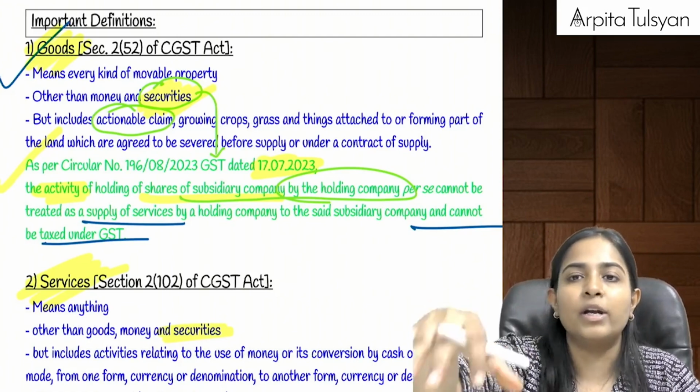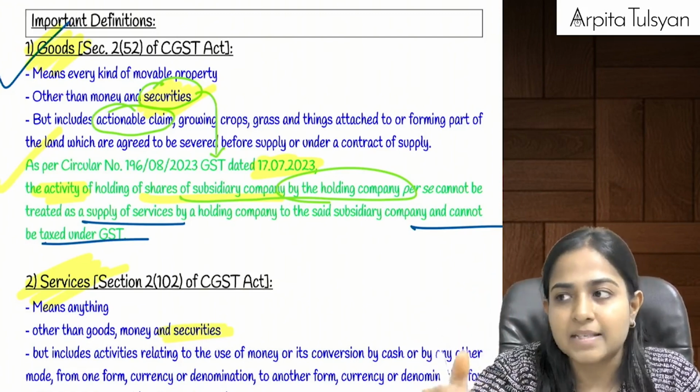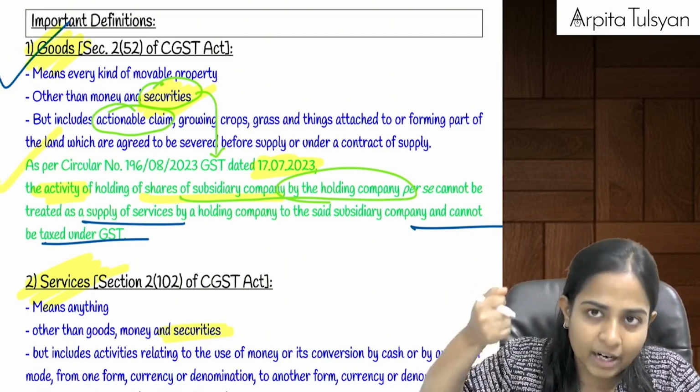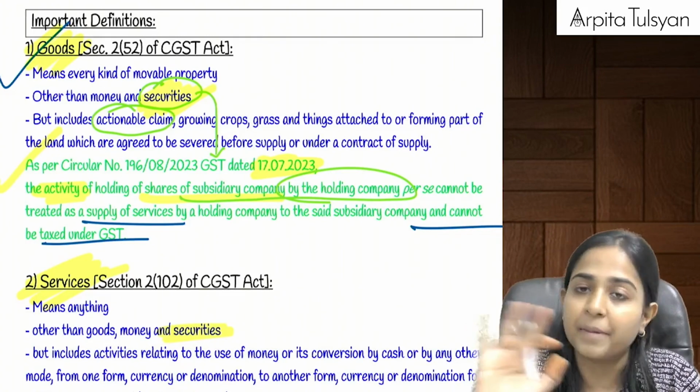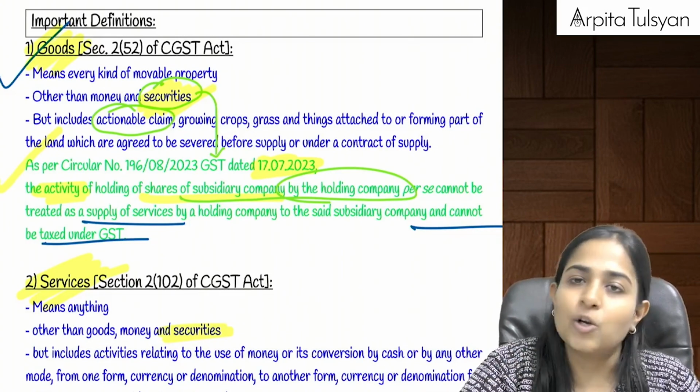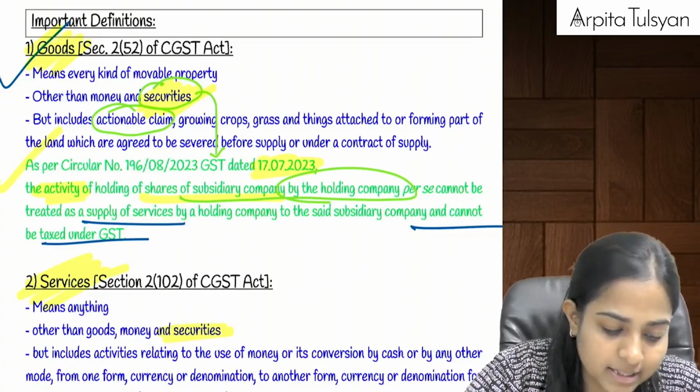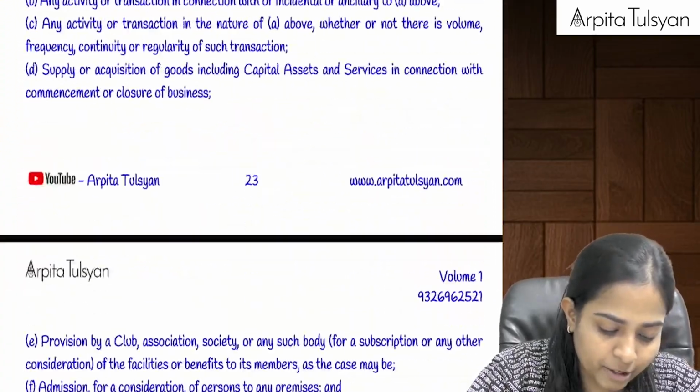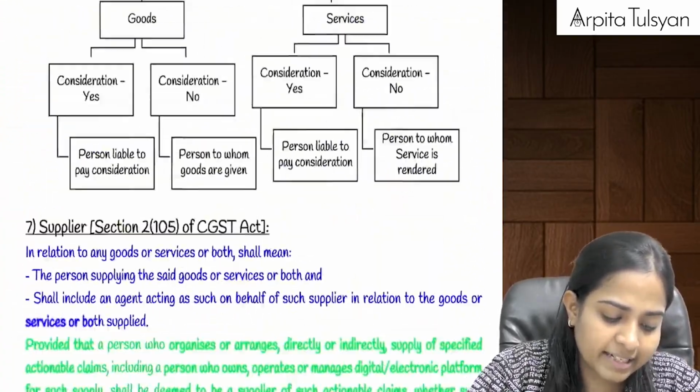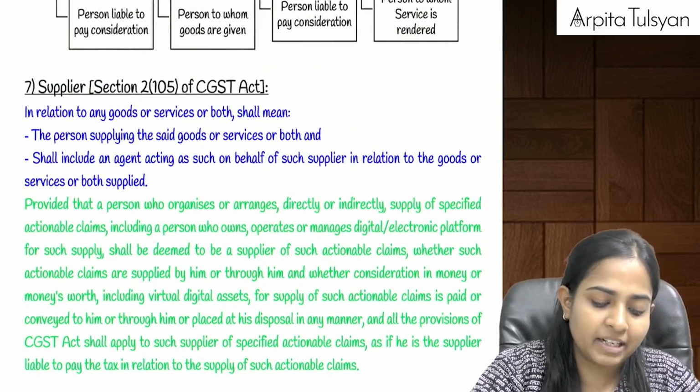So whenever a holding company is paying some consideration to the subsidiary company and acquiring the securities of the subsidiary company, GST is not applicable on that. This is one such circular that was introduced. Then after that, the next amendment that we need to see here.